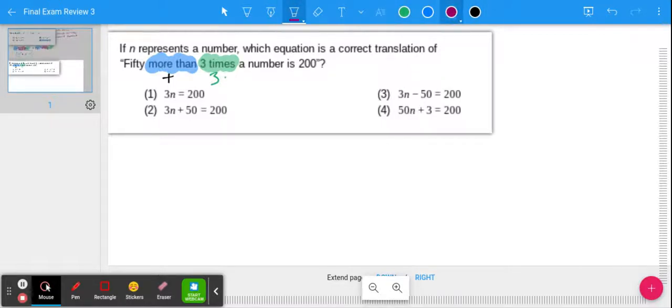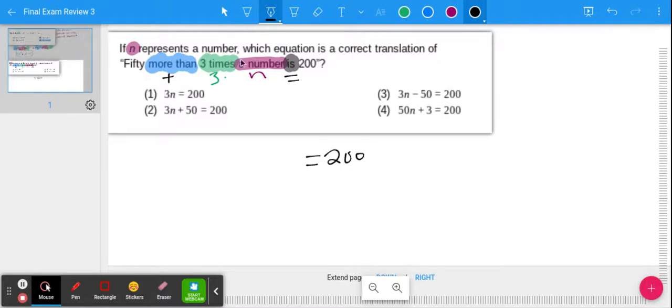And they told us that n represents a number. So I'm going to put an n underneath a number. And the word is in math means equals. 50 more than 3 times the number is 200. So the is 200 equals 200 will be in our equation. All of these answers have equals 200.